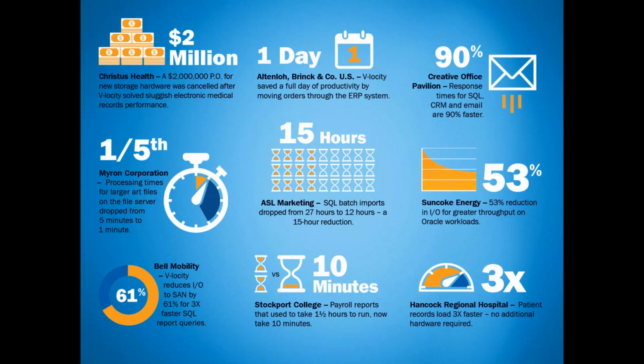As one example, Bell Mobility on the bottom left here, they are a telecoms company over in Canada. And they saw the V-locity software reduce the storage I/O traffic to their SAN storage by 61%. That's a huge reduction in storage workload that the backend storage has to deal with. And simply this gave them SQL report queries that were 3 times faster, with no additional hardware being required.